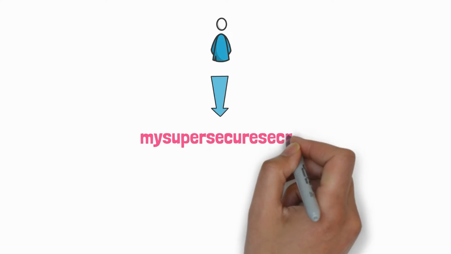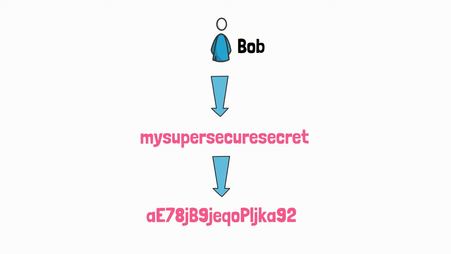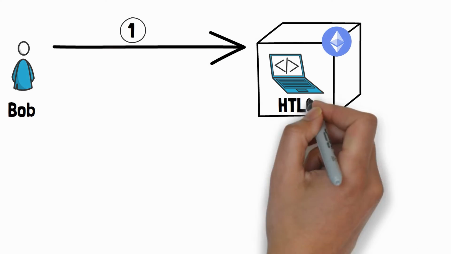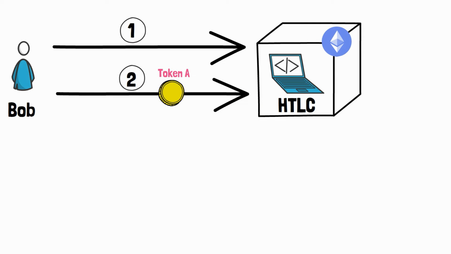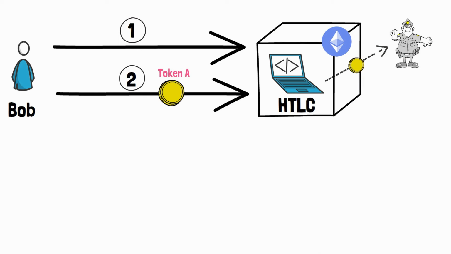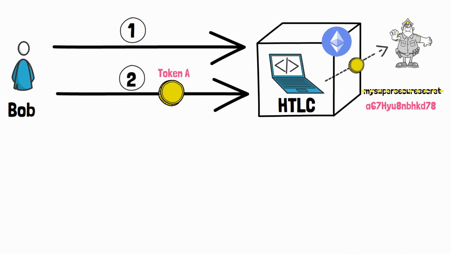First, Bob will pick a secret. This is like a password that will be used to unlock the tokens. Bob will then calculate the hash of the secret. A hash is a cryptographic signature. Next, Bob will deploy an HTLC smart contract on Ethereum and send token A to this contract. This HTLC contract is coded to release token A to Alice only if she knows the secret. But the secret itself is not known by the smart contract. The smart contract only knows the hash of the secret, and that's enough to verify if someone knows the secret.